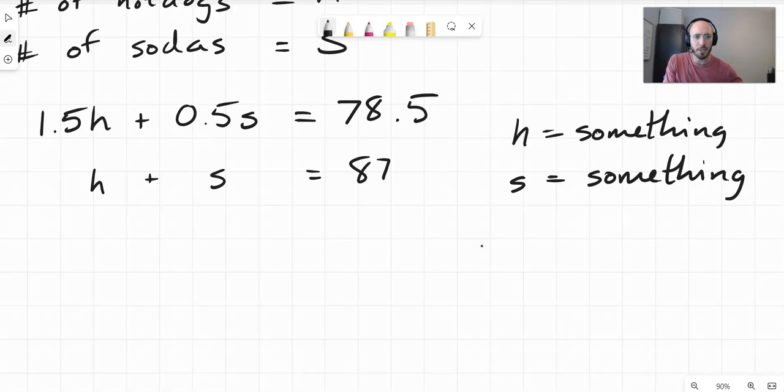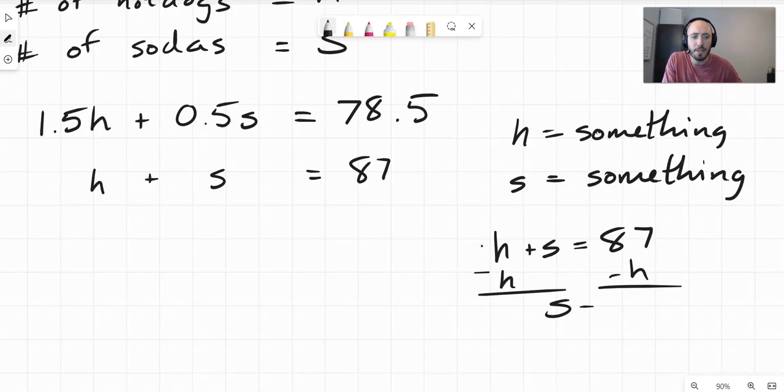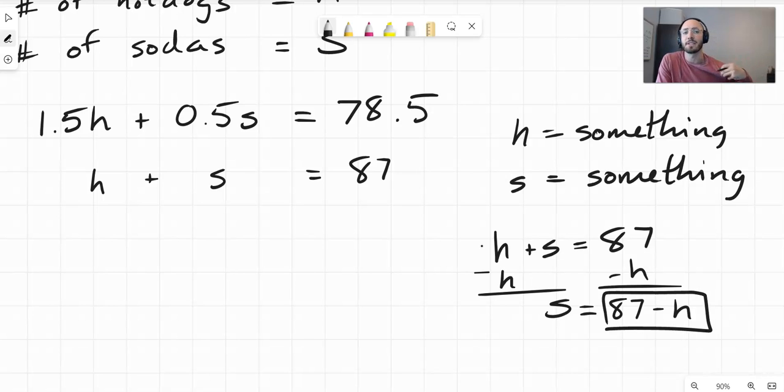And it doesn't matter which one I solve for, so I will solve for s in this case. If I look at this second equation, that one is a little bit simpler, so I prefer to use that one. If I take h plus s equals 87, the only thing I need to do to solve for s is to subtract h from both sides. So I end up with s equals 87 minus h. Now I have an expression, 87 minus h, that is equal to s.